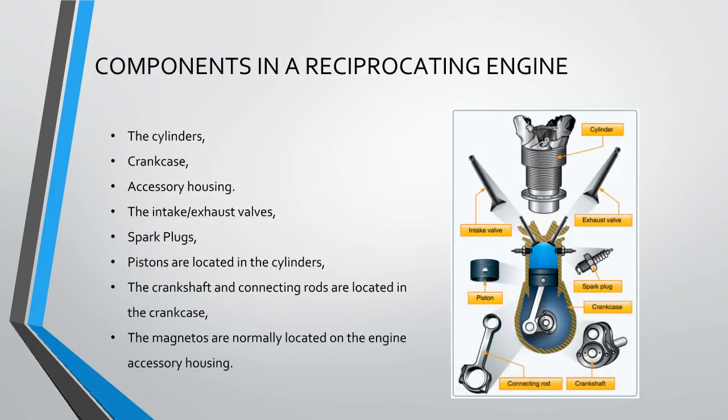Components in a reciprocating engine: the cylinders, crankcase, accessory housing, the intake/exhaust valves, and spark plugs. Pistons are located in the cylinders. The crankshaft and connecting rods are located in the crankcase. The magnetos are normally located on the engine accessory housing.